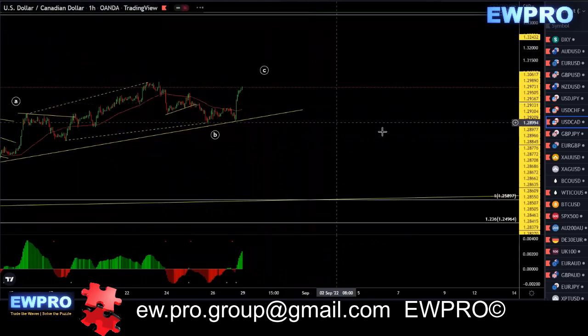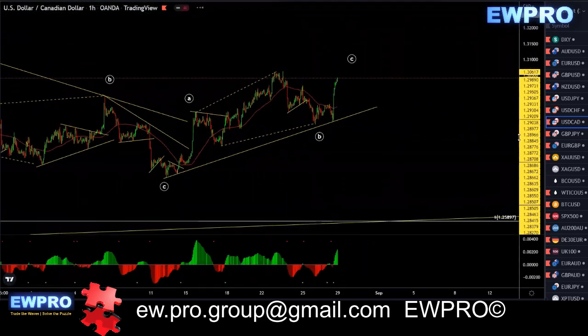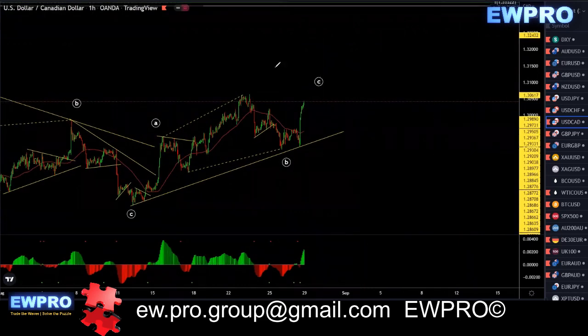But for the time being, if you get a bullish setup, you could look for the buy. It'd just be a scalp again though, and then you'd be looking for the sell.